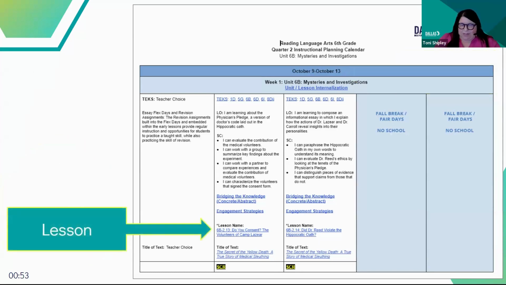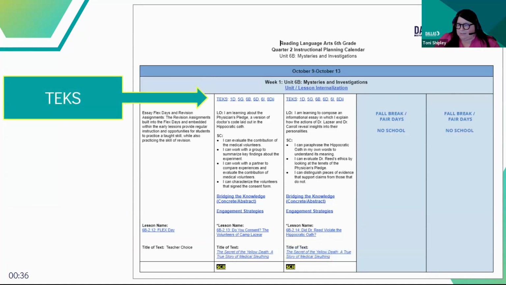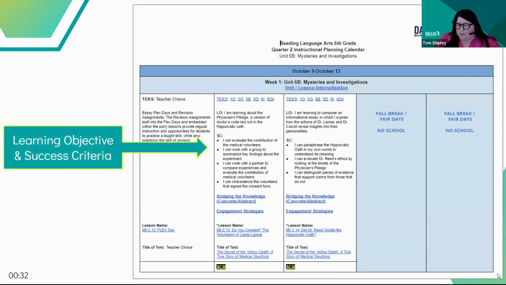Okay, towards the bottom, you will see which lessons you'll be teaching on which days. And these are linked directly to Amplify. Below the lesson, you'll find a link to the text that they'll be reading in the lesson. In addition, the IPCs list the TEKS that will be covered in that lesson, as well as the learning objective and success criteria for the lesson.